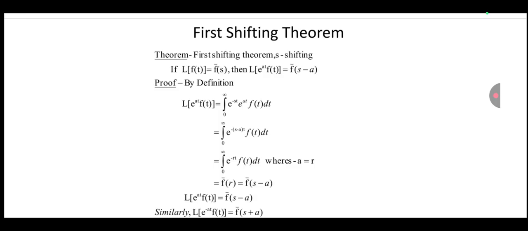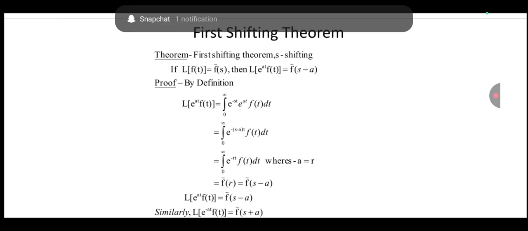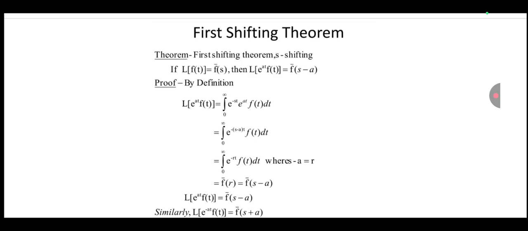First, the shifting theorem. If L of f of t equals F of s, then L of e power at f of t equals F of s minus a. That is, in L of f of t, s is replaced by s minus a.